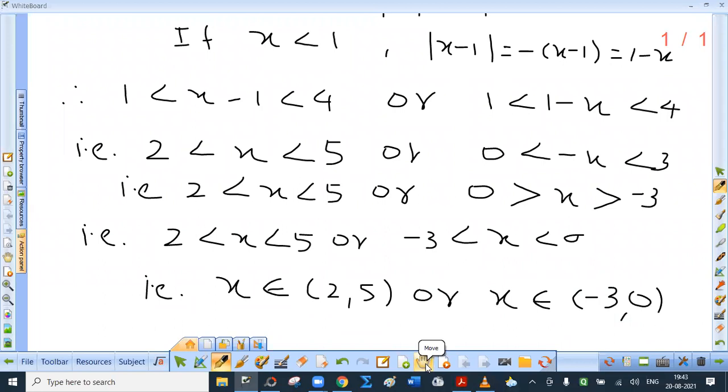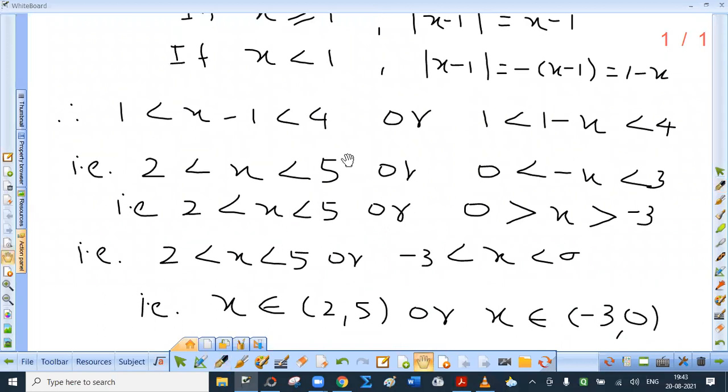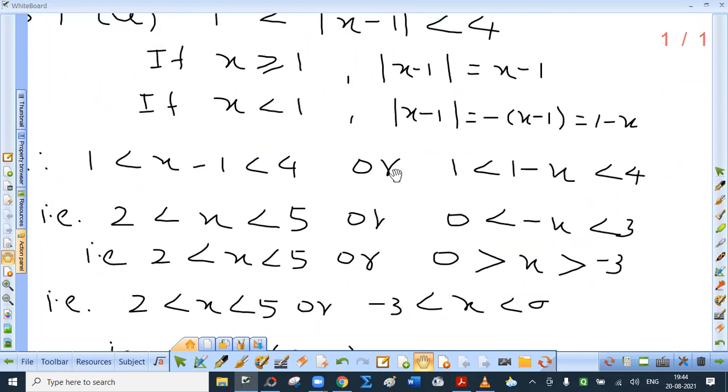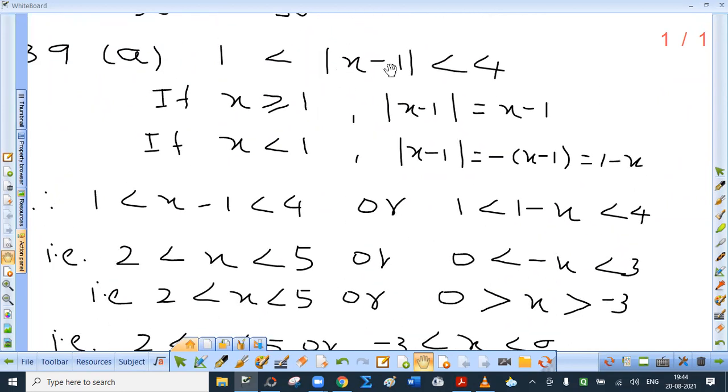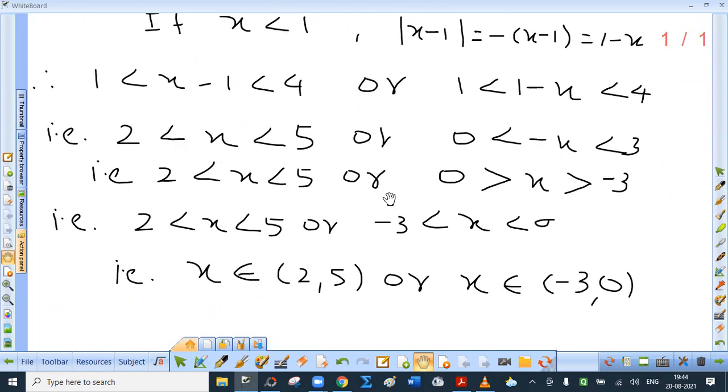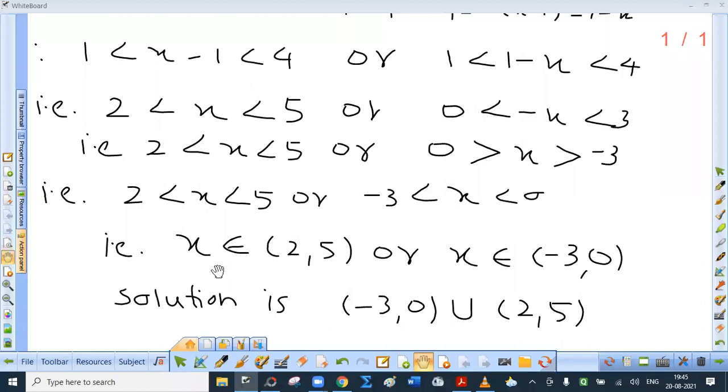You can verify. Whenever you find an answer, in 99% of the cases you can verify whether what you have obtained is correct or not. For example, take any number between minus 3 and 0, say minus 2. Check with this: minus 2 minus 1 is minus 3. What is mod of minus 3? 3. 1 less than 3 less than 4? Yes. Okay. Write down, I'll again explain. First write down this. So you can write the solution as open interval minus 3, 0, union, open interval 2, 5. So that's it for today.